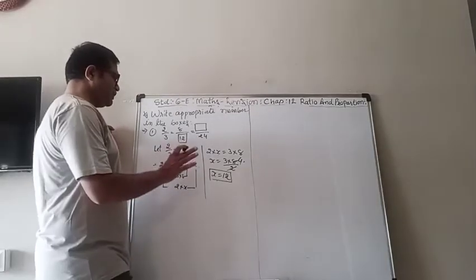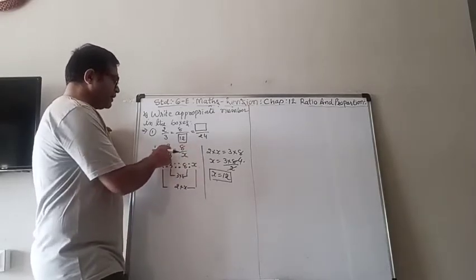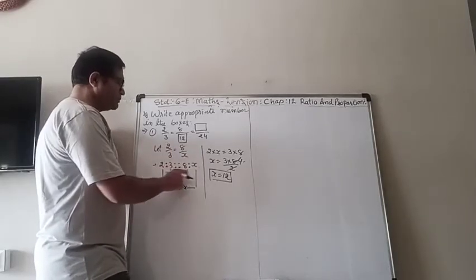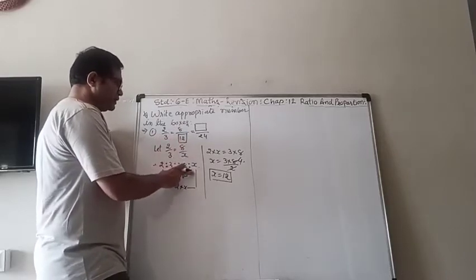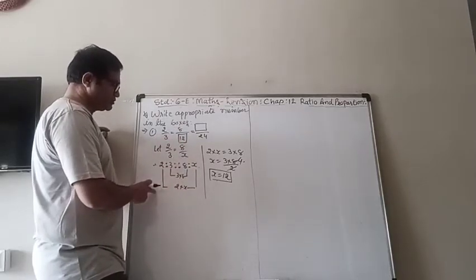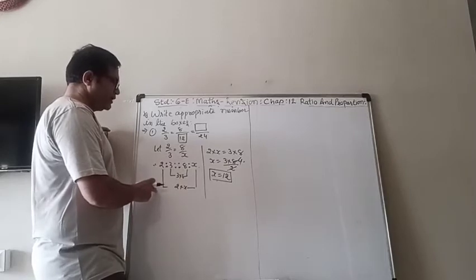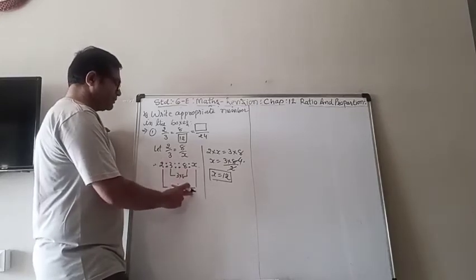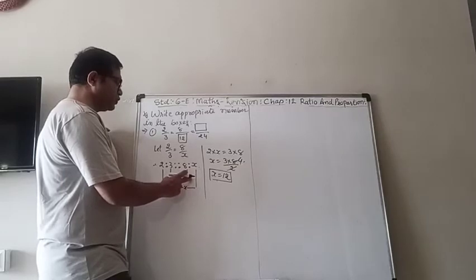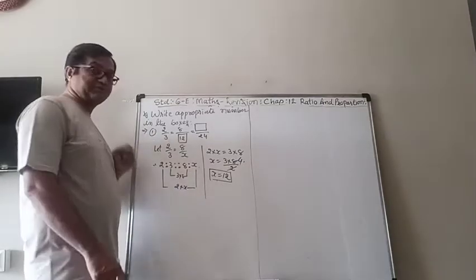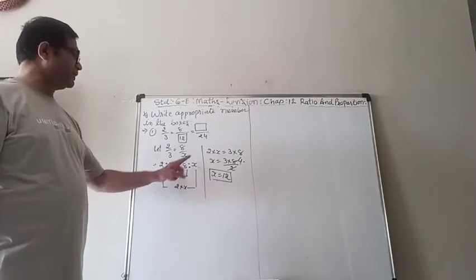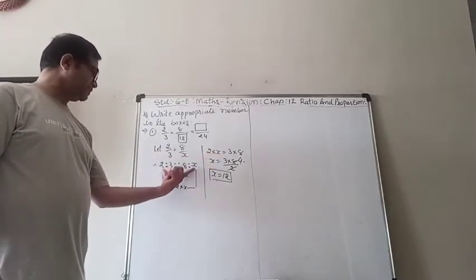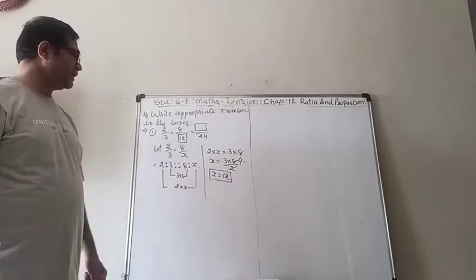So what we have to do is write them down in the form of the proportion, because when the two ratios are equal, the four numbers are in proportion. And we know that the product of extreme terms is equal to the product of middle terms. So 2 multiplied by x is equal to 3 multiplied by 8, because these are extreme terms, these are the middle terms.